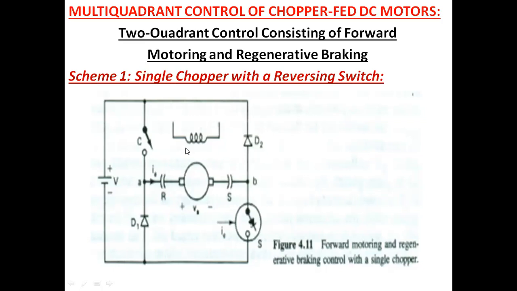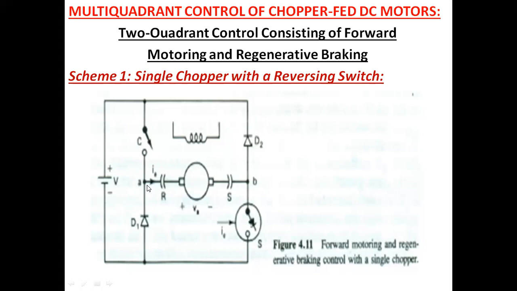So if you reverse the armature, what happens now? B will be positive and A will be negative. If you reverse the armature connections with C open, that is for regenerative braking. So by using this RS, we reverse the armature connections, and now B will be positive and A will be negative.